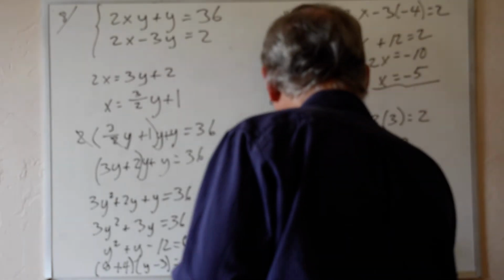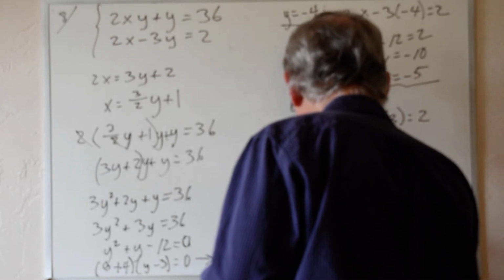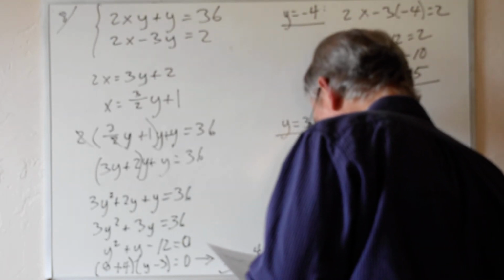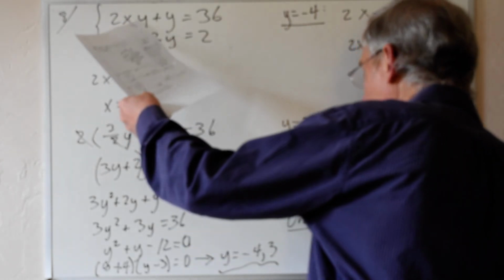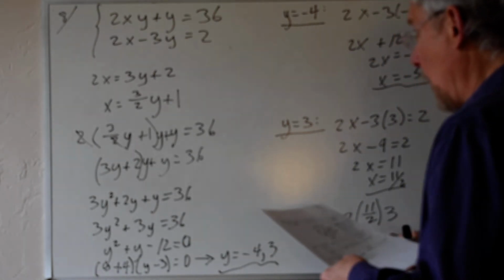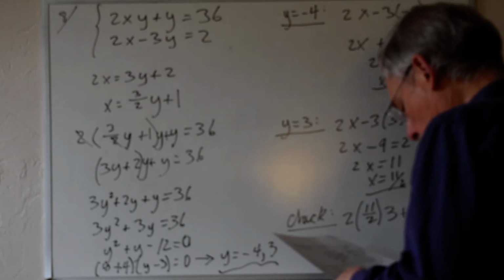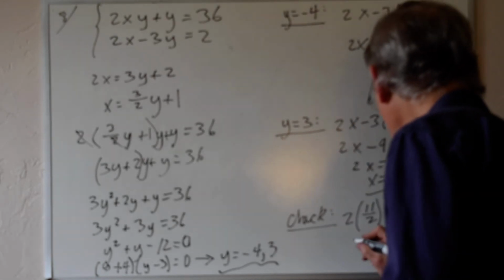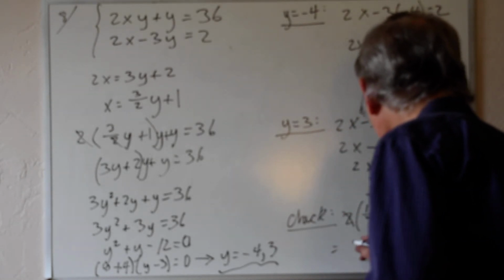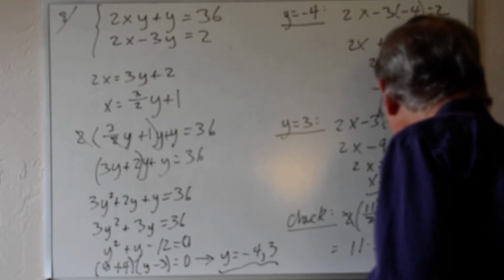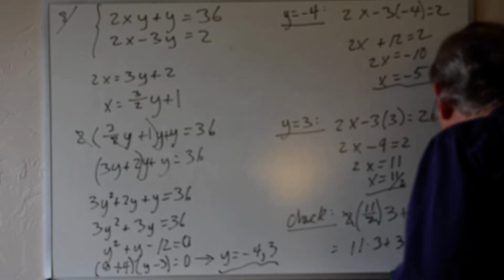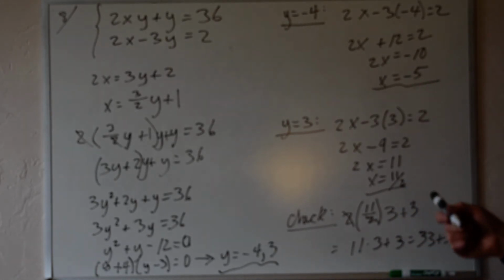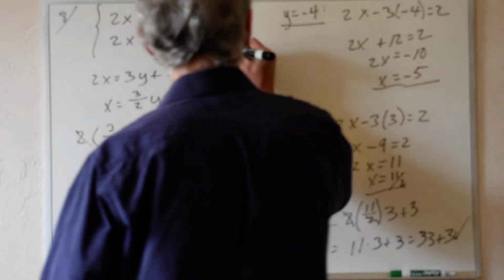Let's do the check. Maybe we made another mistake. Check. Back in the first equation, I'll plug this in. 2 times x times y plus y. And this is supposed to work out to be 36. 2's cancel out. I get 11 times 3 plus 3. So I get 33 plus 3, which is 36. So that works. So my final solution looks like this.